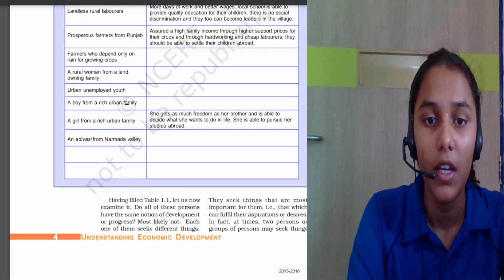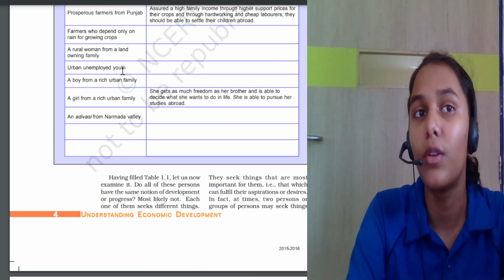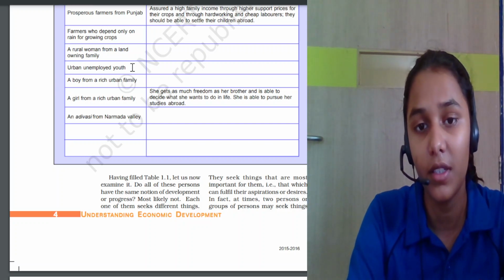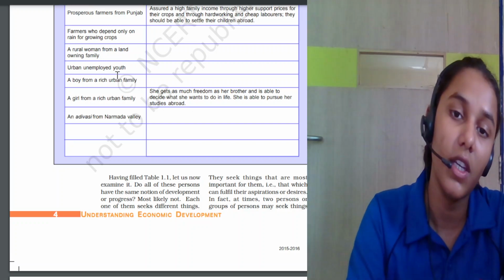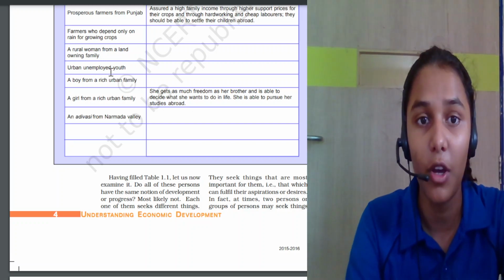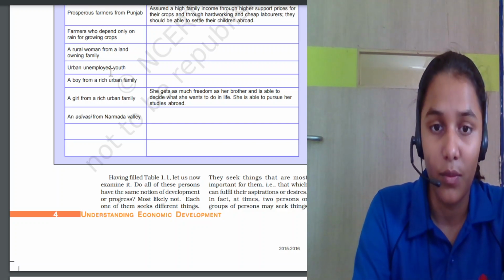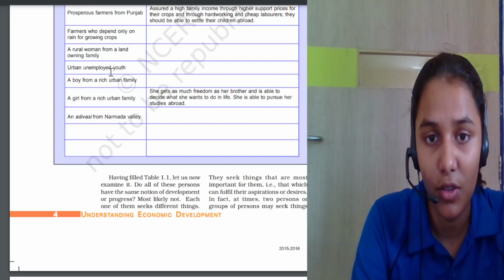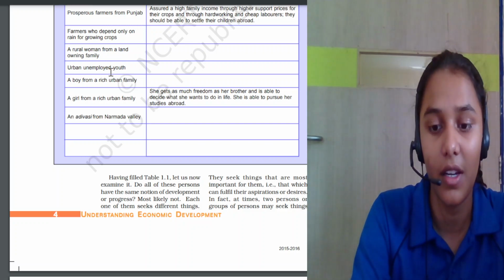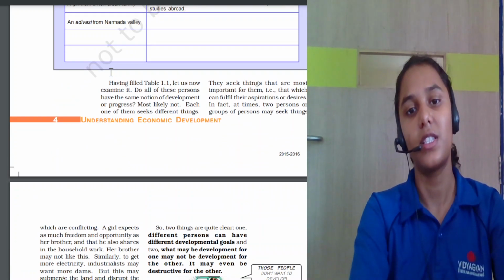and better prices, a better market outlet for their crops to sell. And then urban unemployed youth. What can he want? What is the development criteria for him? As he's unemployed, he might be wanting better employment opportunities, minimum wages should be raised, and there should be fewer working hours. So this is what we talked about in this table.